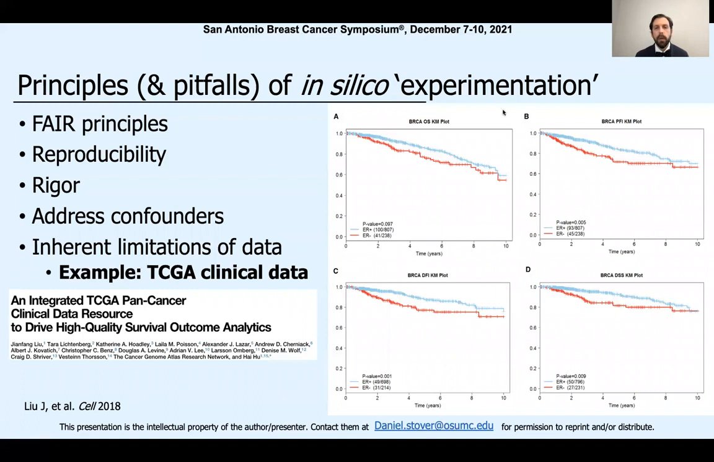For example, when we look at overall survival and compare estrogen positive in light blue versus estrogen negative breast cancer in red, we can see that ER positive versus ER negative has no significant difference in overall survival. We know within the field that this is not true. These two receptor subtypes have different outcomes, and this has been demonstrated for decades.